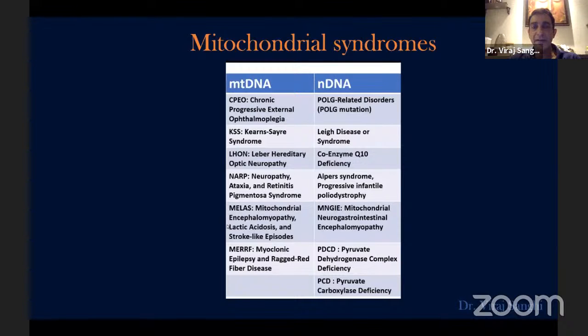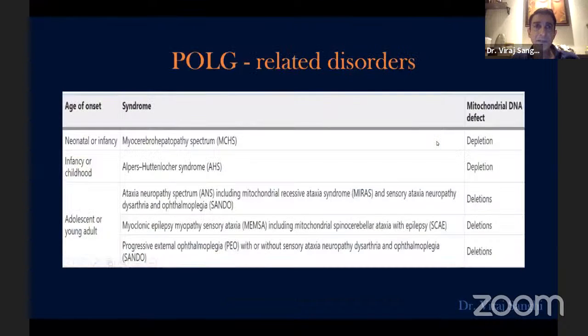And on the other hand, for the nuclear DNA syndromes, there are the POLG-related disorders, Leigh disease, coenzyme Q10 deficiency, Alpers, MNGIE, pyruvate dehydrogenase complex deficiency, and pyruvate carboxylase deficiency. So these are the most common mitochondrial syndromes that you need to know about. Just a very quick word, the POLG-related disorders have come into a lot of limelight in recent years, and a lot of people now talk about POLG-related disorders.